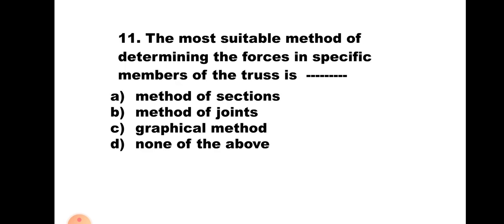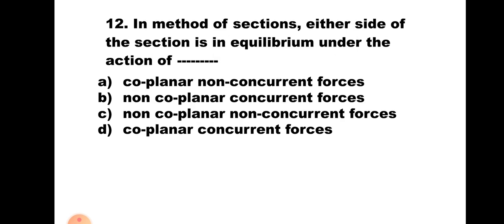Question number 11. The most suitable method of determining the forces in specific members of a truss is: A, method of sections; B, method of joints; C, graphical method; D, none of the above. Now if you want to find out the forces in only a few members of a truss, then it is always useful to prefer the method of sections. Hence the correct answer is A, method of sections.